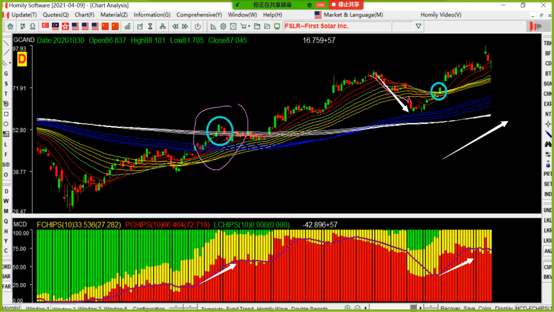retrace, cross down the yellow rainbow, then cross up the yellow rainbow. Maybe this time I'm not sure whether it will drop down. So it depends on what you want to buy.